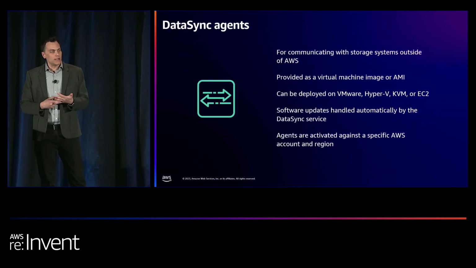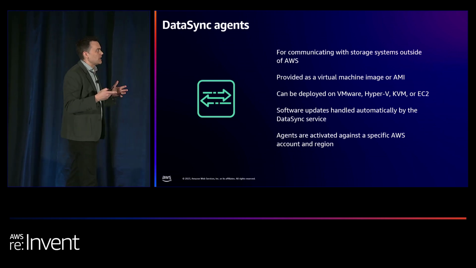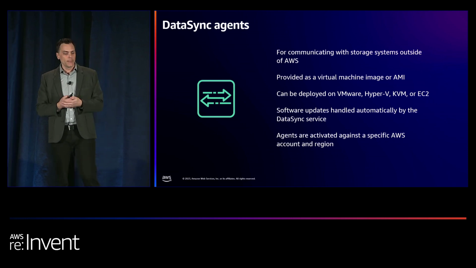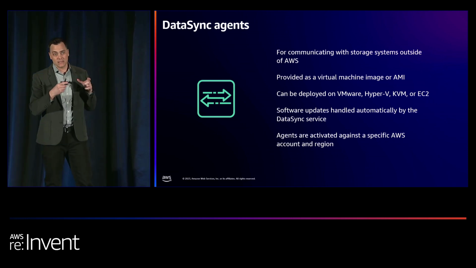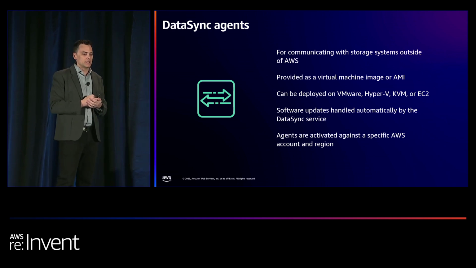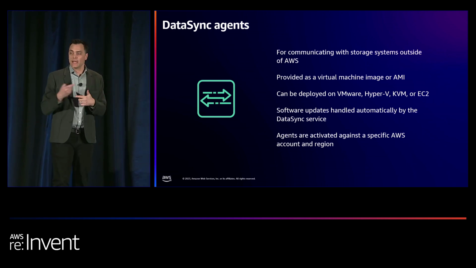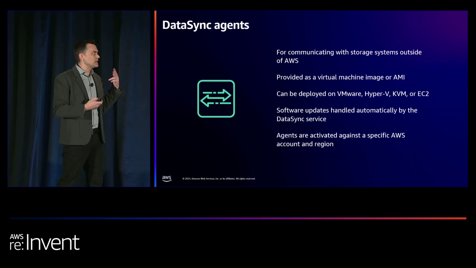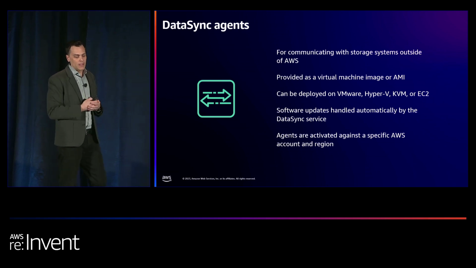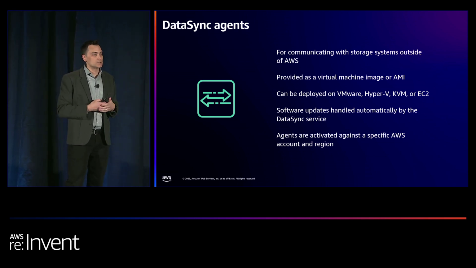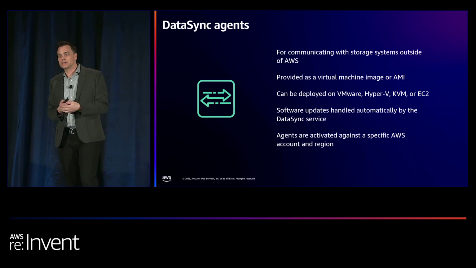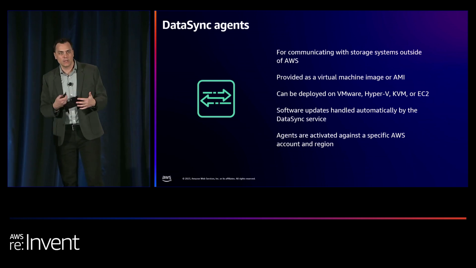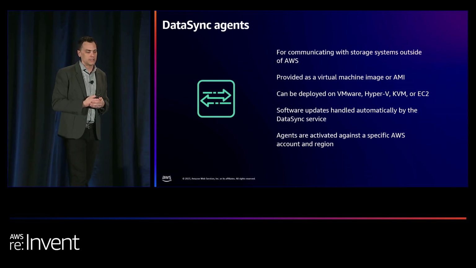And an agent is really intended for communicating with systems outside of AWS. Like I said, that could be on-premises, in other clouds, or at the edge. On a Snowcone device, the DataSync agent is actually installed on there. And it's provided as a virtual machine image or an AMI that you can run on an EC2 instance. You can deploy it on VMware, Hyper-V, KVM, or EC2. The nice thing about DataSync agents, the software updates are completely handled by DataSync. You don't have to go in and schedule those or anything. We do it in the background when tasks aren't running and things like that. So we keep all the software up to date.